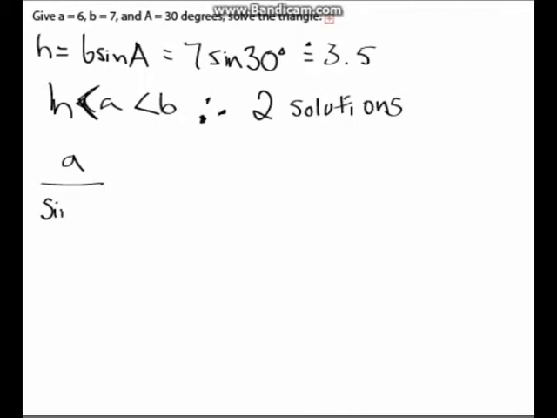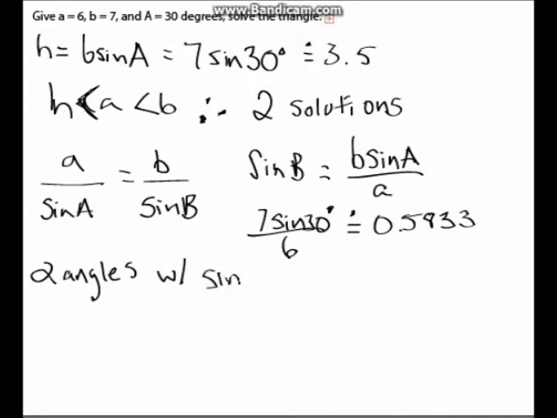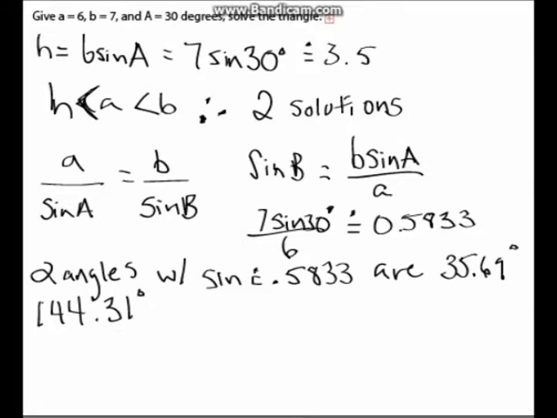Using sine law, A over sine A is equal to B over sine B. Therefore, sine B is equal to B times sine A over A. There are two angles possible with an approximate sine of 0.5833. These angles are 35.69 degrees and 144.31 degrees.